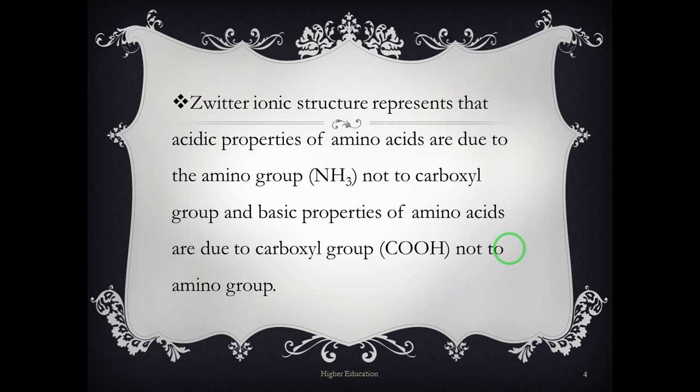And the zwitterionic structure represents that the acidic properties of an amino acid are due to the amine group. We have discussed that the acidic nature of an amino acid in a biological system, or in a zwitterion, is due to the amine group because it can donate the proton and not the carboxylic acid, and the basic properties of amino acids are due to the carboxylate ion, not the amine group.